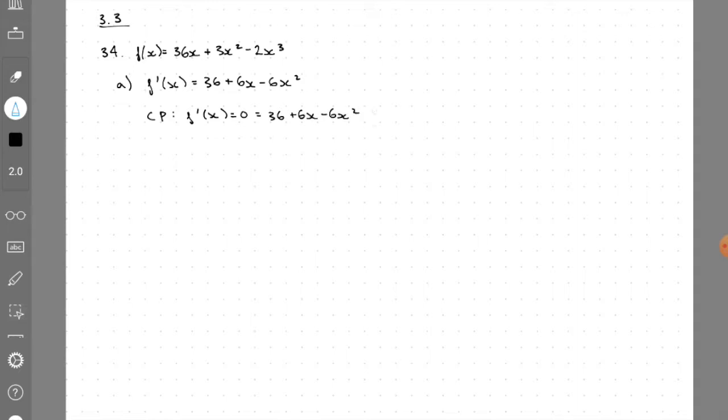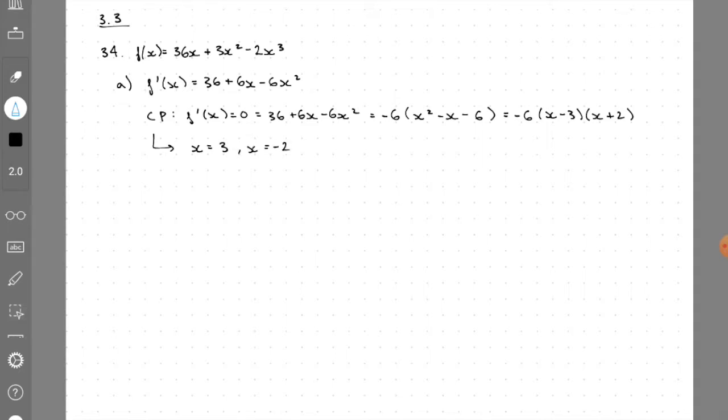Notice that we can take a negative 6 out of this. That's going to be equal to x squared minus x minus 6. Is that going to be right? Yes. Okay, notice that we can factor this as x minus 3 times x plus 2. Therefore, our critical points are going to be x equals 3 and x equals negative 2.